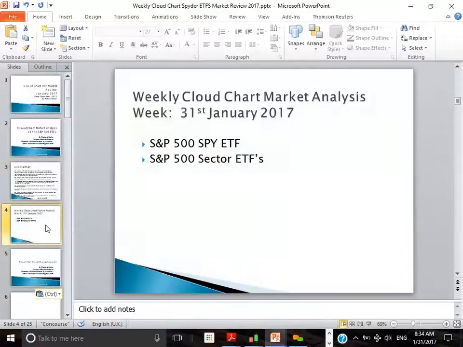So today, in this weekly analysis from an Ichimoku Cloud Chart perspective, I want to look at the S&P 500 SPDR ETFs and the S&P 500 sector ETFs. We're going to take a look at the broader market, and with the recent price movements we've had in January, we're going to see what the opportunities are. Okay, so I'm going straight to the ProRealTime platform.